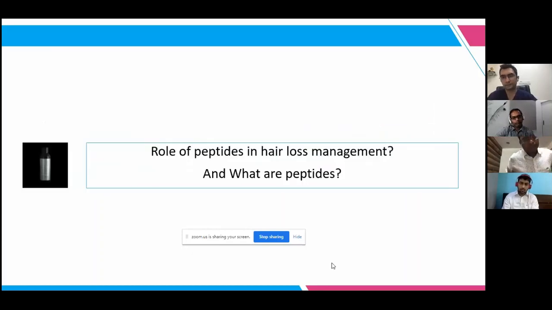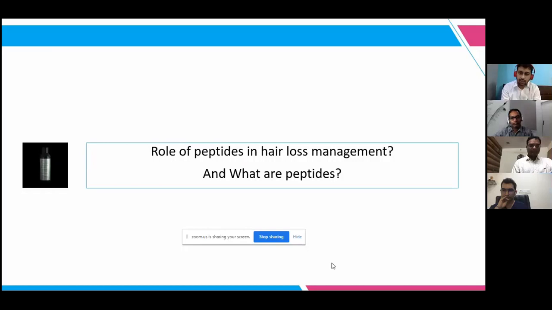Next question to Dr. Abhay: what is the role of peptides in hair loss management, and what are these peptides? These peptides have been in the picture for the last 3-4 years now, and they are of different types, and some are biomimetic peptides. A lot of them are of herbal origin. Their roles are honestly not very well defined by double-blind randomized controlled trials, but there have been some evidence-based reports of most of the peptides which are incorporated either alone as a hair serum or, nowadays, in combination with minoxidil.